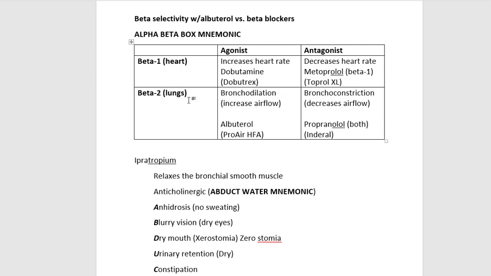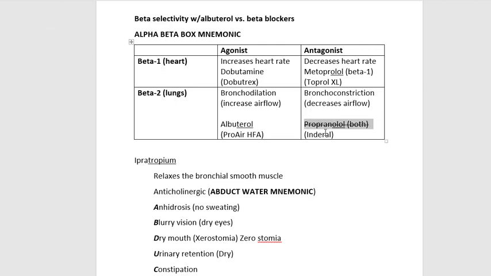That's straightforward. Where things get a little complicated is when we get to beta 2. So agonism, we heard before, the albuterol with the terol stem is pro-air HFA, and this increases airflow by bronchodilating or reducing bronchospasm. But then when you get to the beta blocker, if you have a non-selective beta blocker like propranolol, then you're going to affect beta 1 receptors and beta 2 receptors. So we would not use this one in an asthmatic patient.